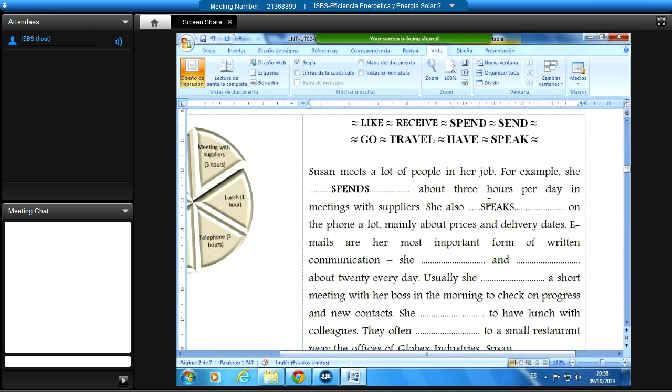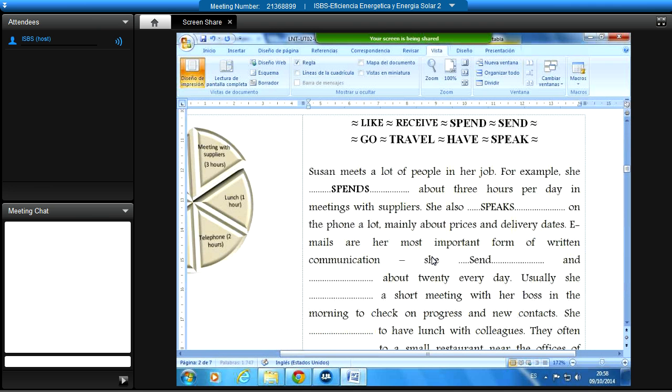Emails are her most important form of written communication. She sends and receives, or she receives and sends. It doesn't matter, but it's those two verbs, okay? That's the tricky activity. You have to remember the final S. She sends and receives, or she receives and sends. About 20 every day. Usually, she.